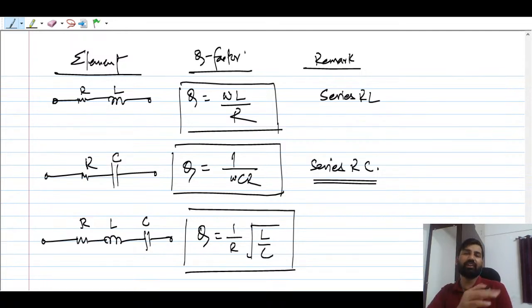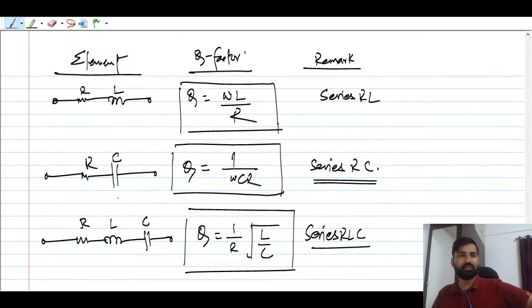1 by R square root of L by C, you can derive also. If you know zeta, the damping ratio in control systems, I think everybody might have seen that. Those things I will discuss when I discuss Laplace transform analysis or steady state analysis. So remember this. And this is series RLC, so from this also you can have some easy questions.